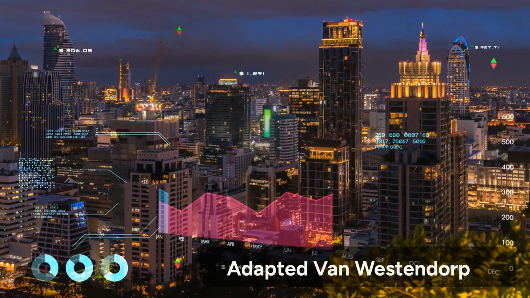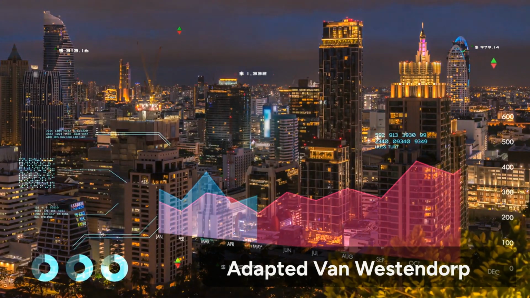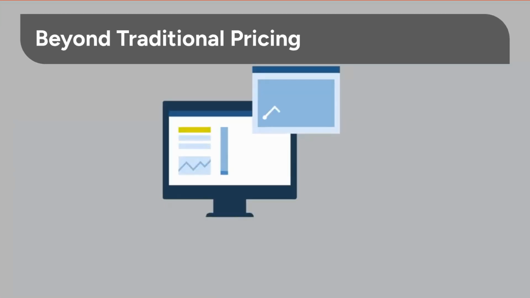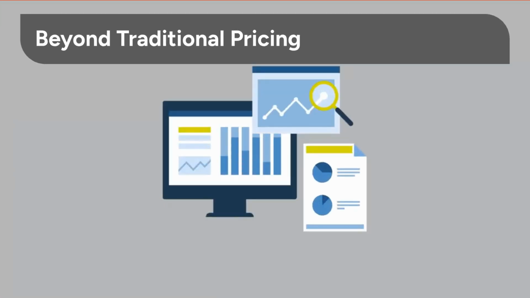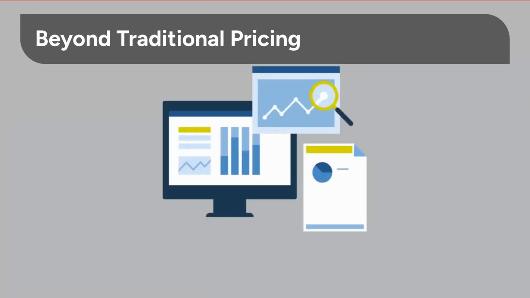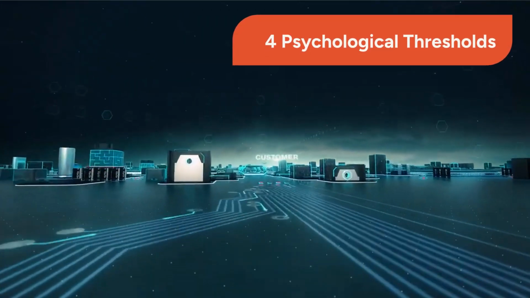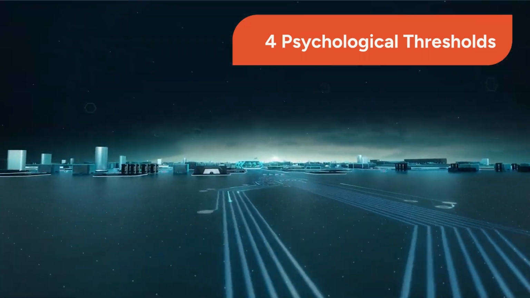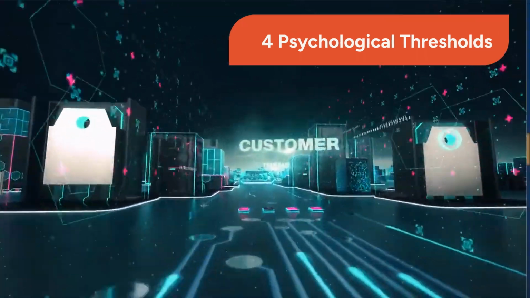Welcome to the deep dive into the adapted Van Westendorp model, the most technical approach to strategic pricing. Traditional pricing research often fails because it asks customers what they want to pay. Instead, we use 4 specific psychological thresholds to find what they will truly pay. These 4 thresholds, too cheap, bargain, expensive, and too expensive, are the foundation of consumer perception and pricing.